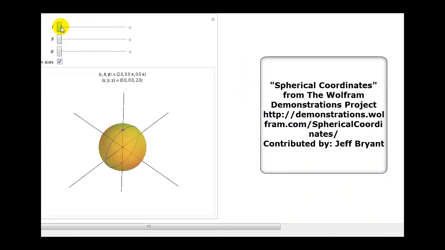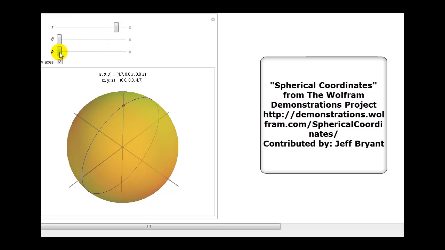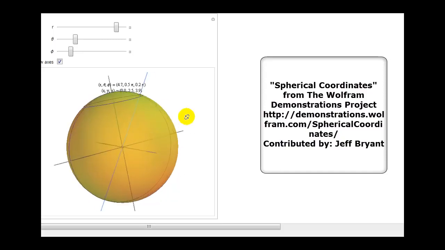Watch as I increase rho, this point increases in distance from the origin. Now I'm going to increase phi, the third coordinate. Notice the angle between the z-axis and that gray segment increases. And as I increase theta, it rotates from the polar axis or the positive x-axis counterclockwise. And now you can see why they're called spherical coordinates. Any point using spherical coordinates could be viewed as a point on the surface of a sphere. Here's that point in space.